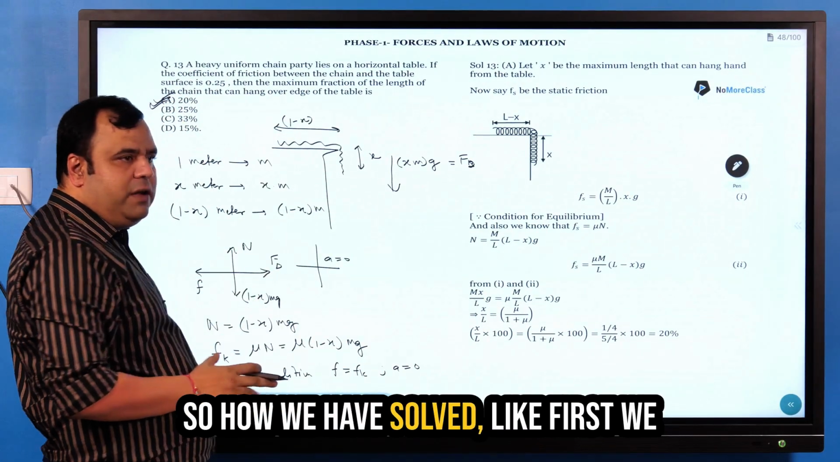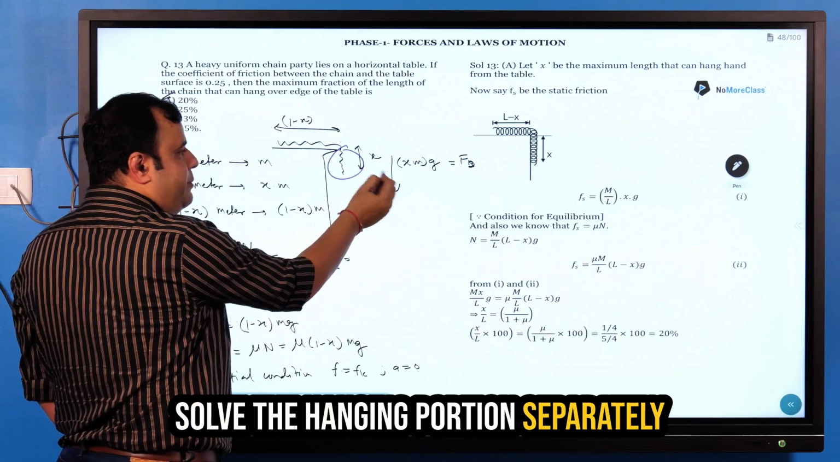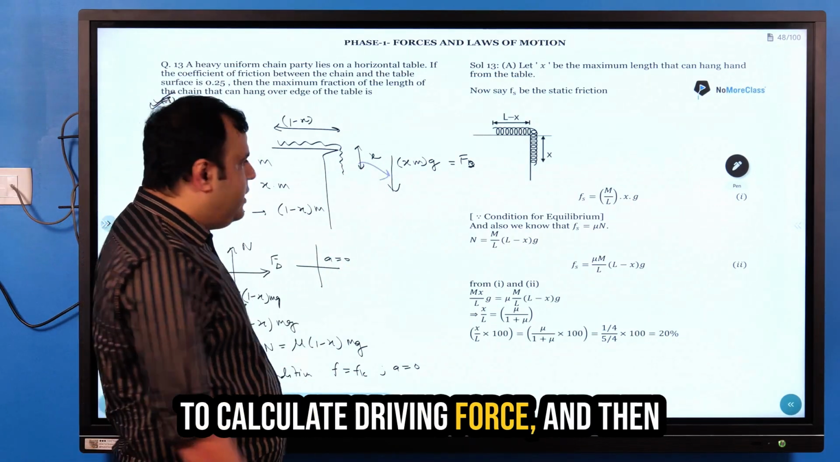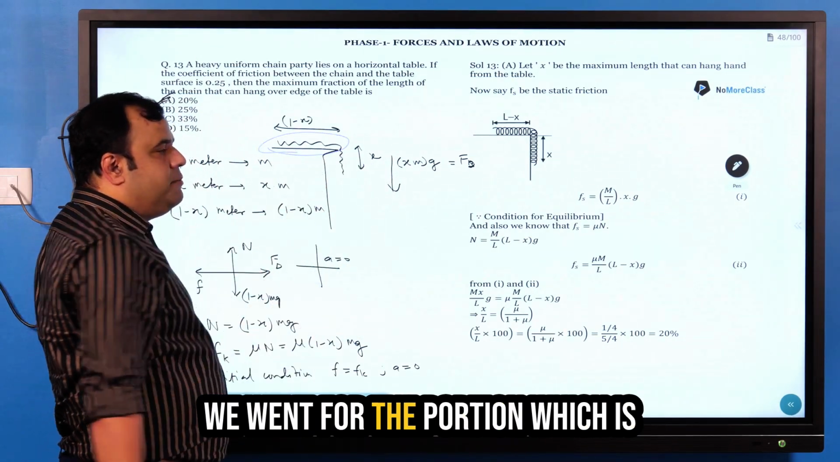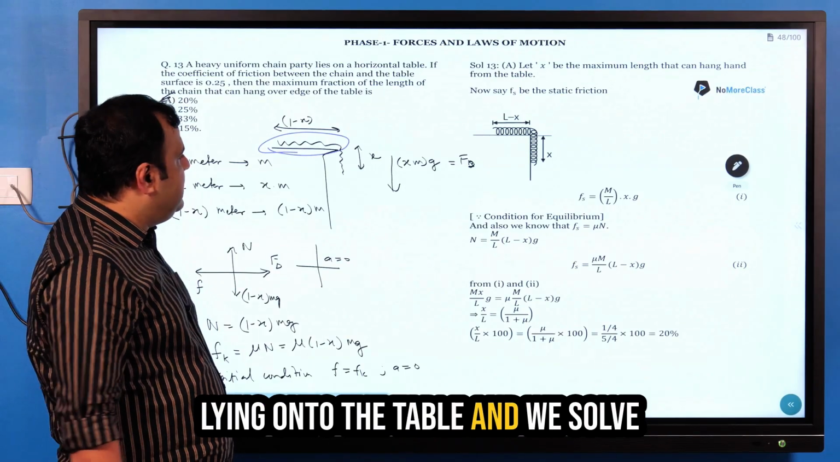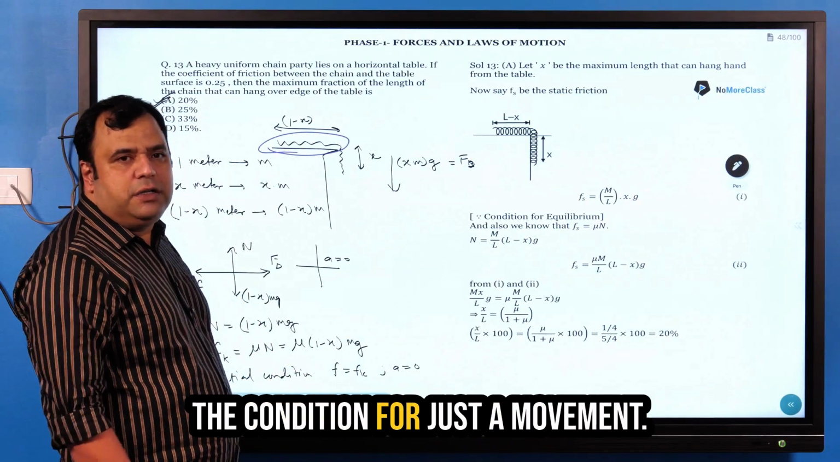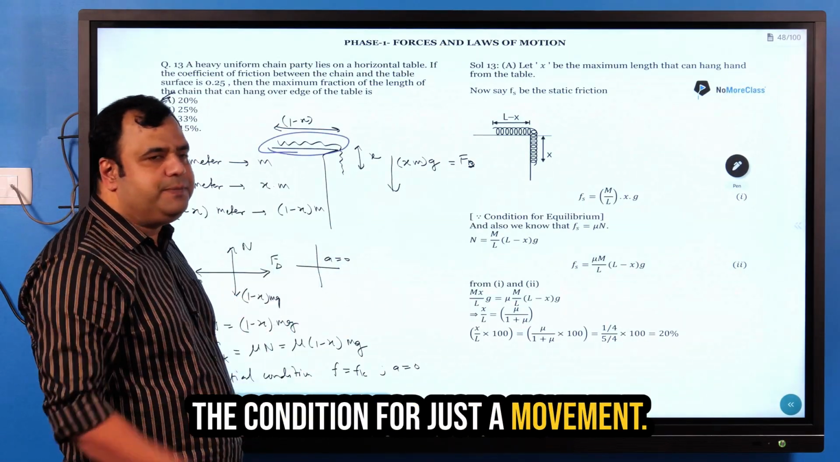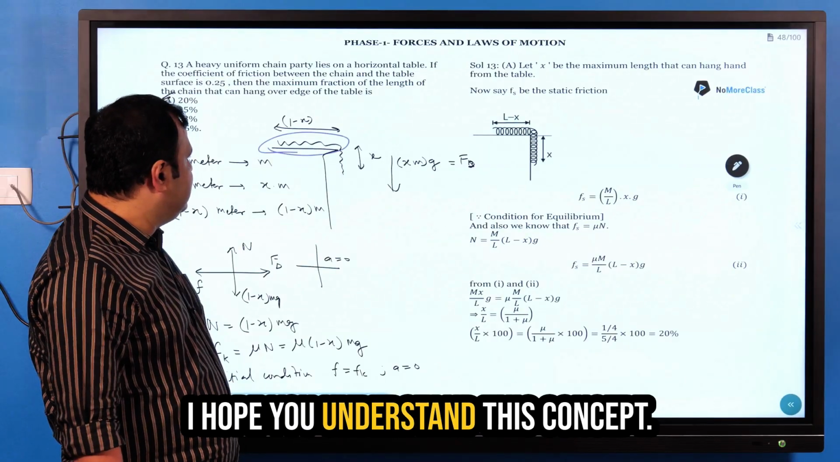So how we have solved it: first we solved the hanging portion separately to calculate the driving force. And then we went for the portion which is lying on the table. We solved the condition for just about to move. Okay. I hope you understand this concept.